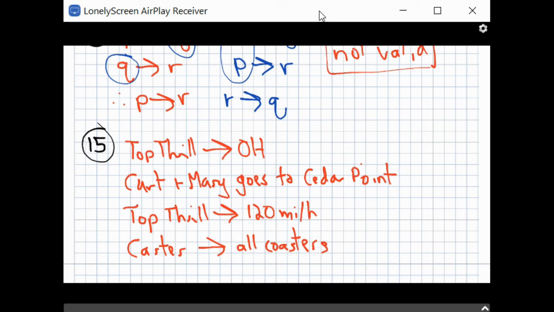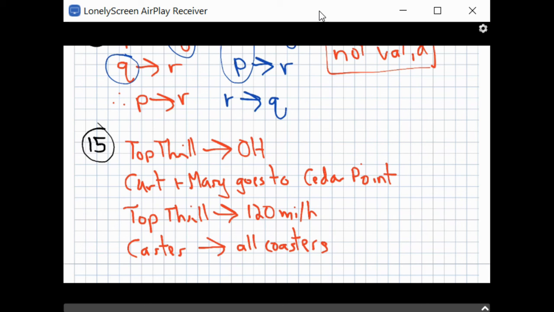We could probably clean this up a little bit. Actually, no. Notice the second one doesn't have the arrow, because that's more of a statement of what's happening. It's not an if this, then that. It doesn't say if Carter and Mary go somewhere, then it's Cedar Point. That's kind of like the P is true part. That's kind of like the trigger, I call it. Now that we know they're going to Cedar Point, we'll see what else we can conclude.